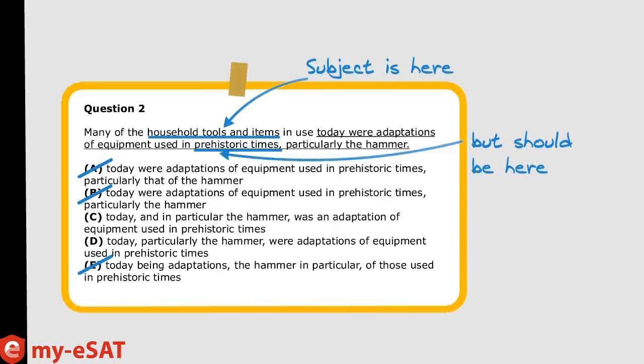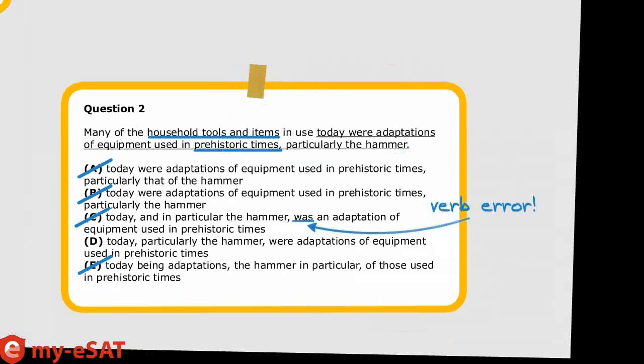So remember, we always want to put the subject of the modifier right next to the modifier, whether the modifier is in the beginning of the sentence or the end. That same rule applies. So knowing that, I can cross off A, B, and E because those three don't fix the misplaced modifier. And that leaves me with answer choice C and D. And then answer choice C has a verb error. In answer choice C, we use the word was. Do you see that? Right after the comma in answer choice C, it says was an adaptation of equipment. But we're talking about plural items. We're saying many of the household tools and items. So therefore, the singular was is incorrect, making answer choice D the correct answer.